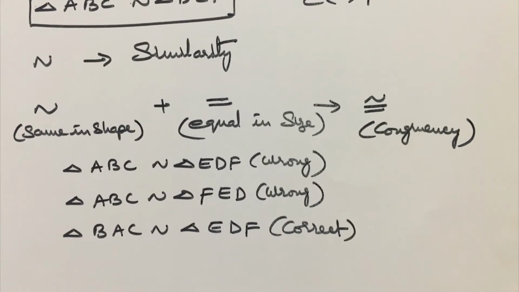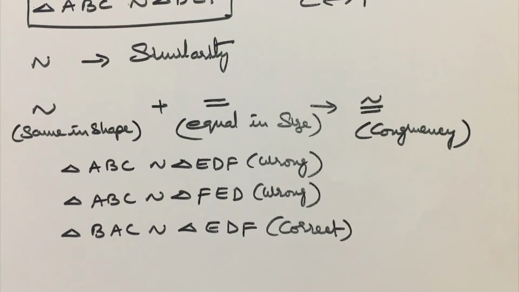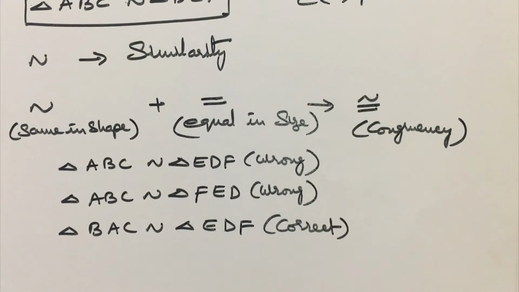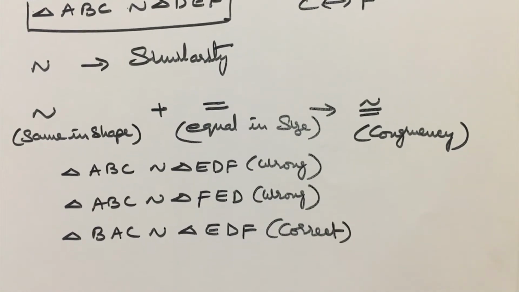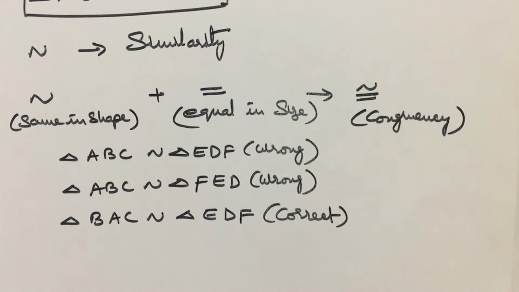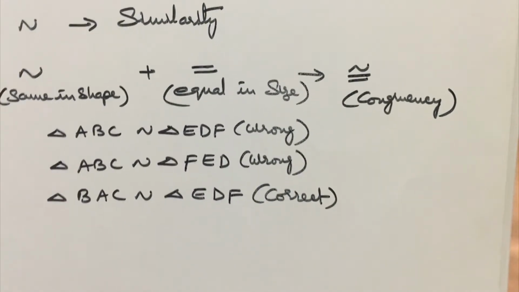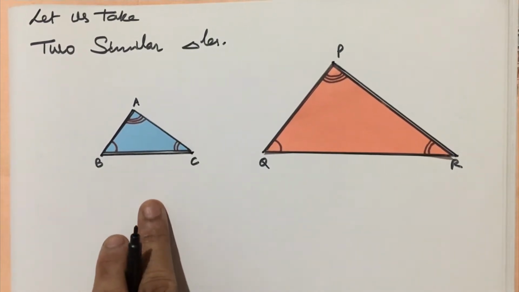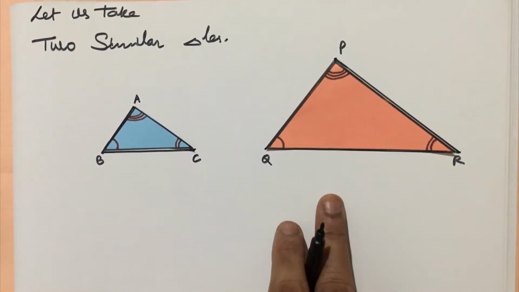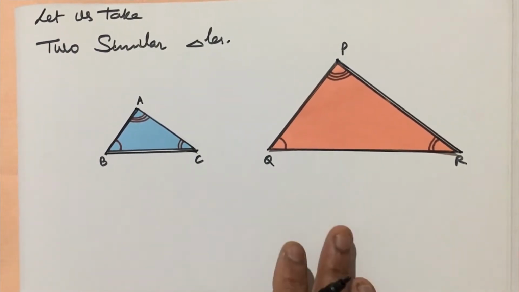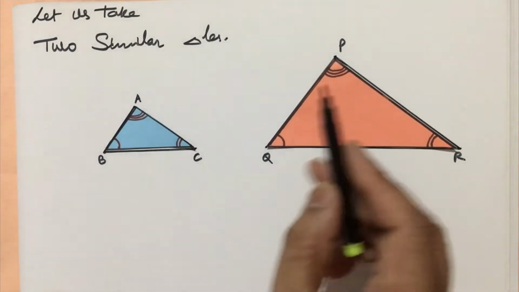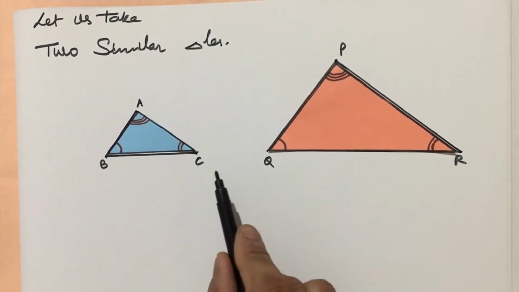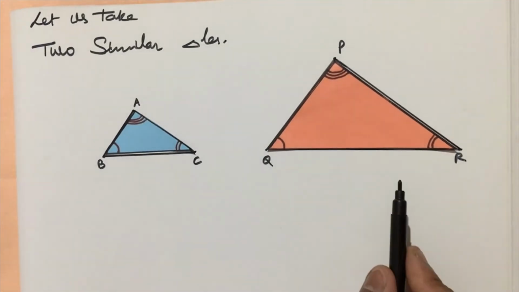So let us make an attempt here to arrive at certain criteria for similarity of two triangles involving the relationship between fewer pairs of the corresponding parts of the two triangles instead of all 6 pairs of the corresponding parts. Let us take two similar triangles ABC and PQR. Cut these two triangles in such a way that angle A is equal to angle P, angle B is equal to angle Q, and angle C is equal to angle R.